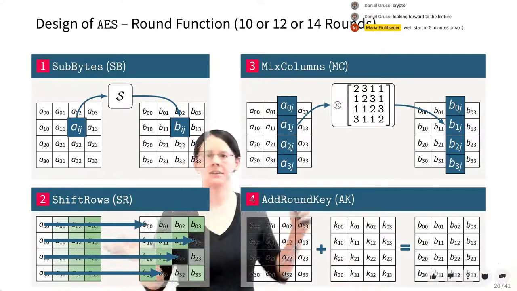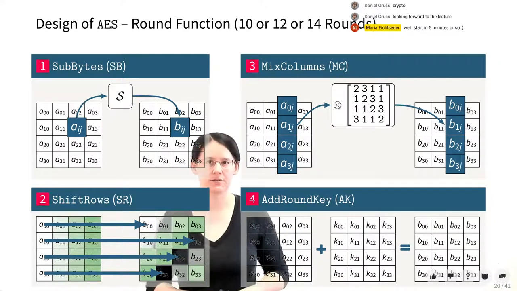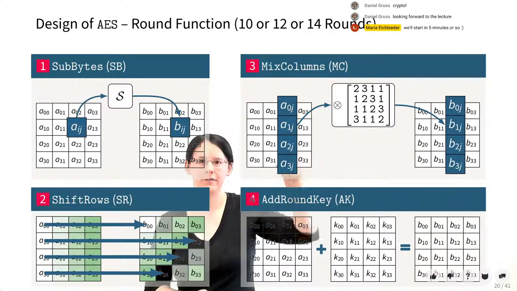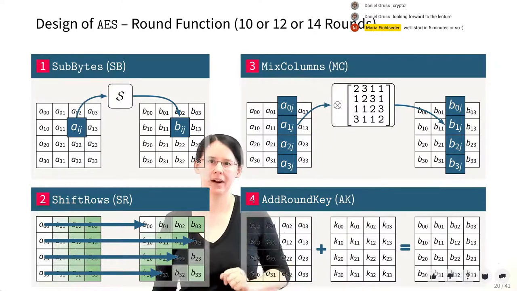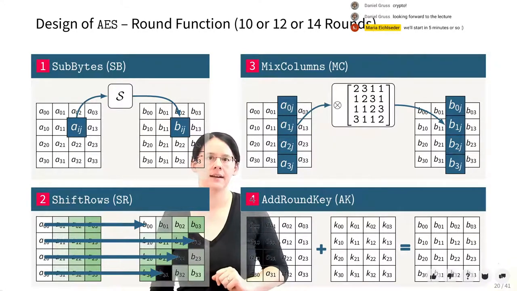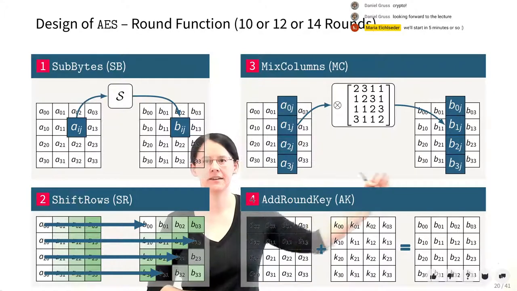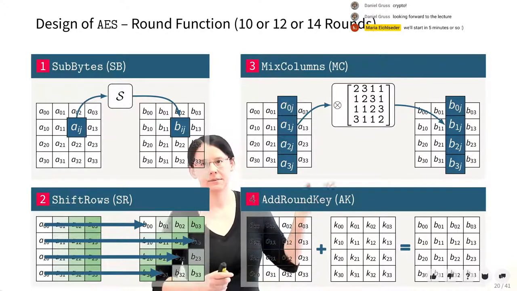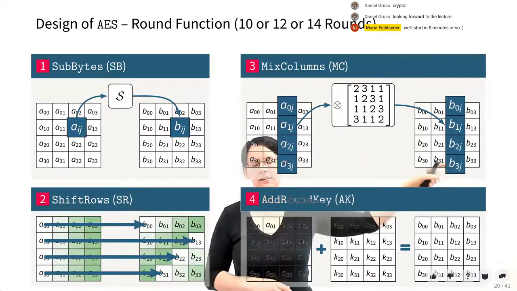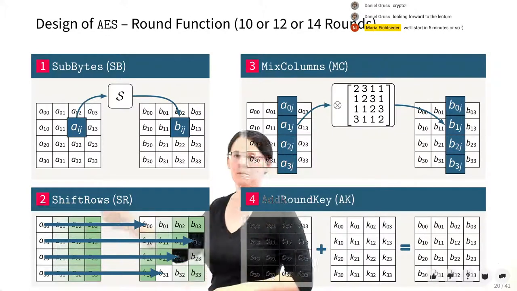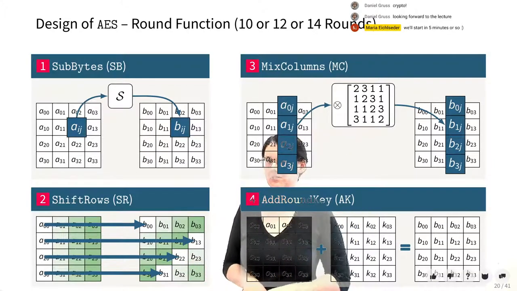But the linear layer is different, and it consists of two parts. The first one is the MixColumns function, which applies a linear function to every column of the state, so it's representable as multiplying by a matrix, and this multiplication happens over a finite field. So the result is again an 8-bit value. This is the MixColumns step, and the ShiftRows step then takes all of the bytes in one column and distributes them to different columns for the next round. Then in the next round they are mixed by the next MixColumns step.